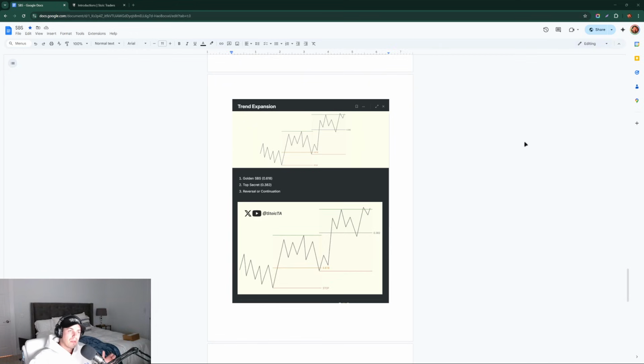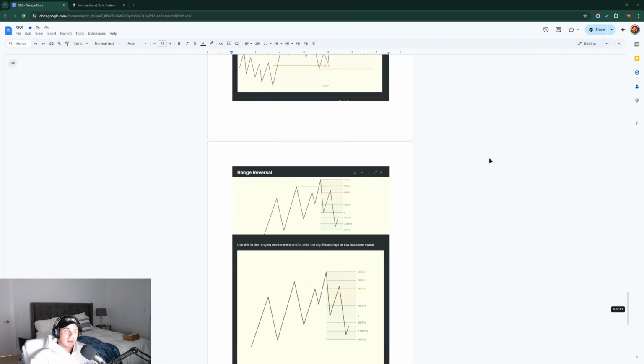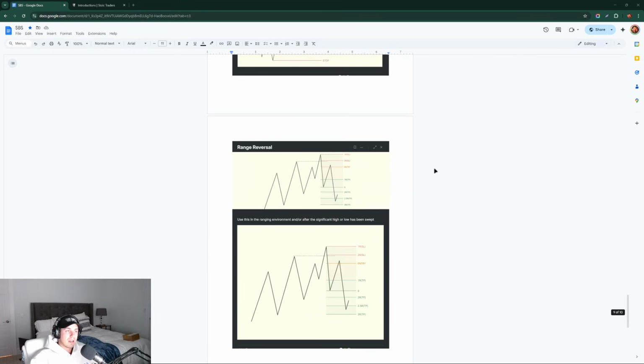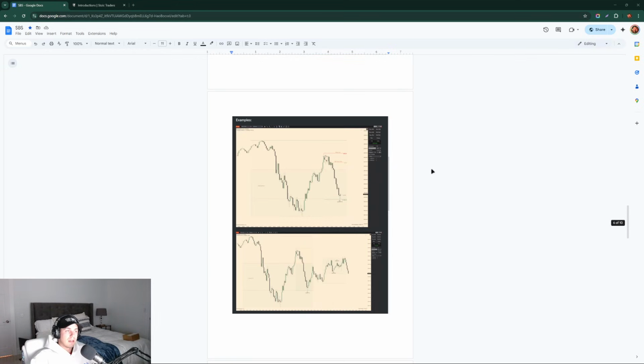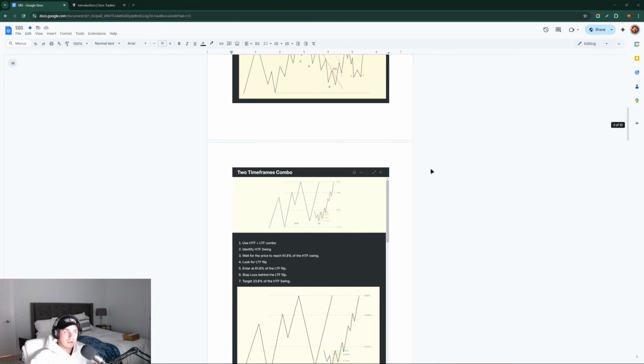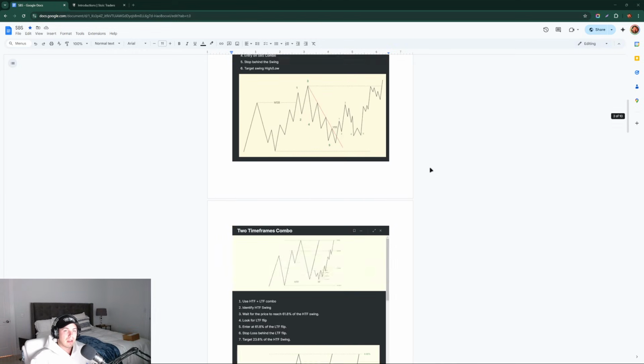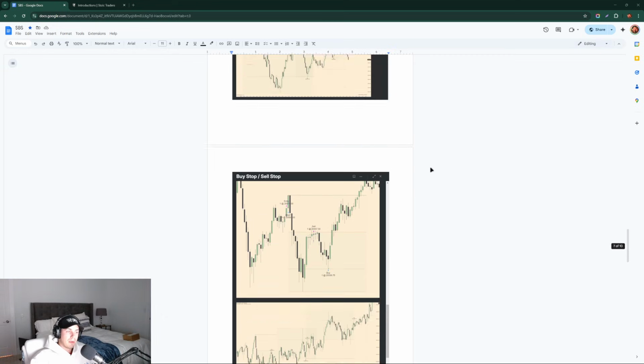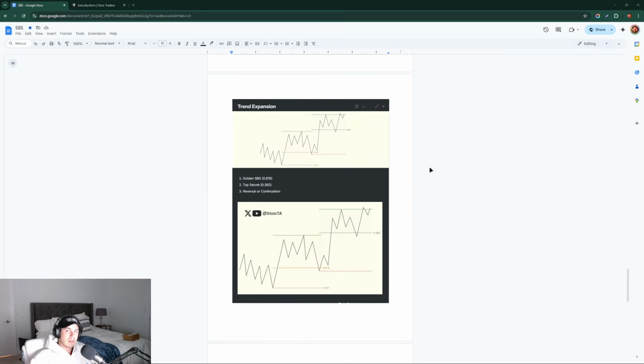Today we're going to be going over the trend expansion model by Stoic TA. Over the coming weeks, we're going to be going over all these models here: range reversal, buy sell stops, 2-time frame, trend line SPS, second SPS continuation, and we're going to be adding hopefully most of these to the SPS Auto Trader as an option. So the trend expansion model, what is it?